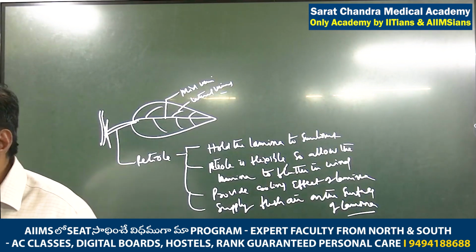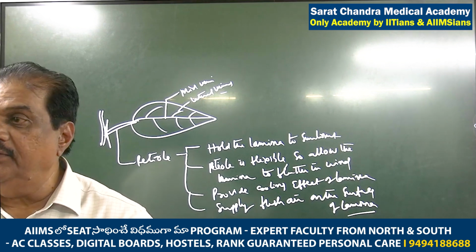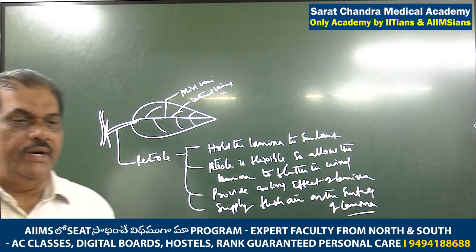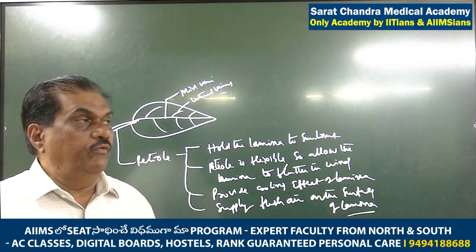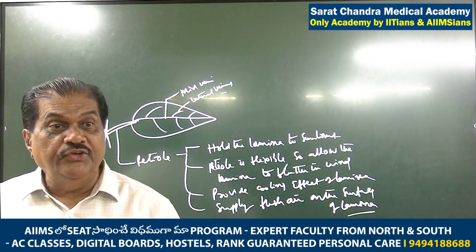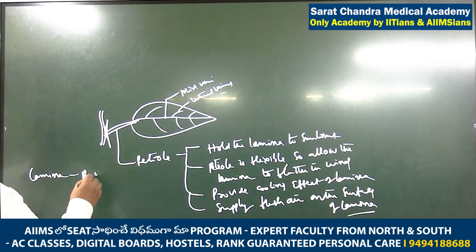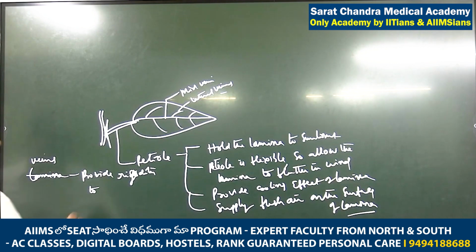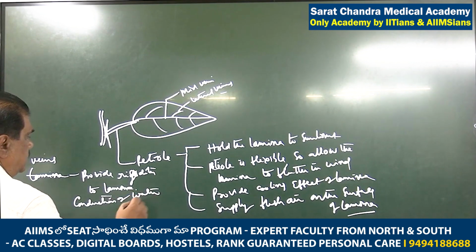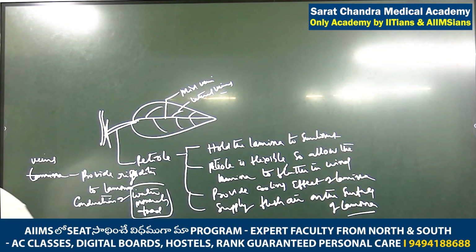What are veins? Veins are nothing but the vascular bundles present in a leaf. What is the function of veins? They provide rigidity to the lamina. Rigidity means strength. The veins provide rigidity to the lamina and are also helpful for conduction of water, minerals and food materials. So that is the function of the veins.